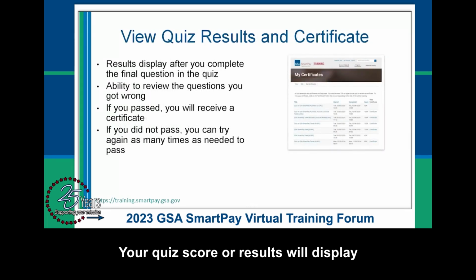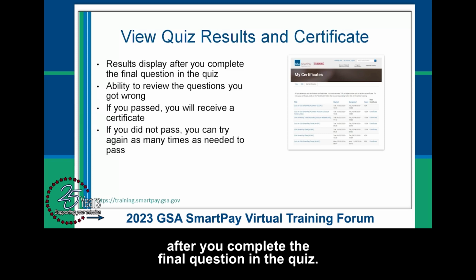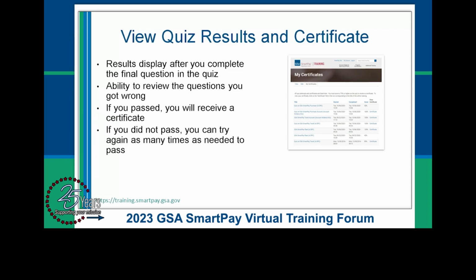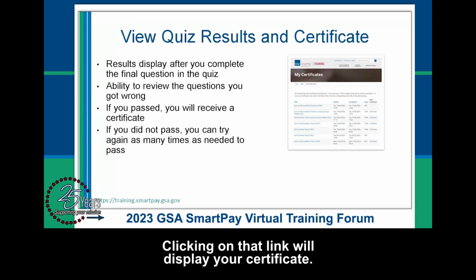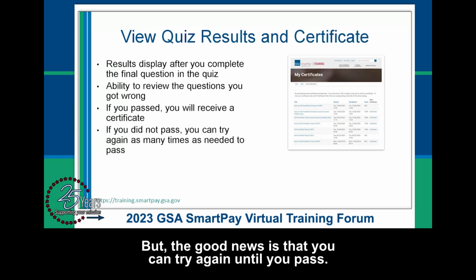Your quiz score results will display after you complete the final question in the quiz. If you passed your quiz, you will also see a link that says View Certificate. Clicking on that link will display your certificate. If you did not pass, no link will be displayed and the score posted will be less than 75%. But the good news is that you can try again until you pass.